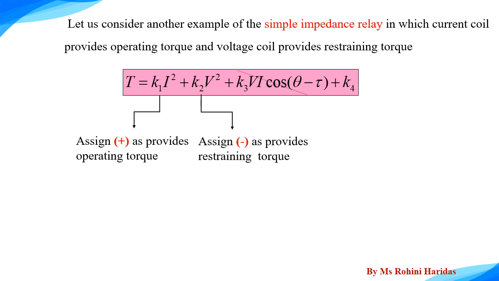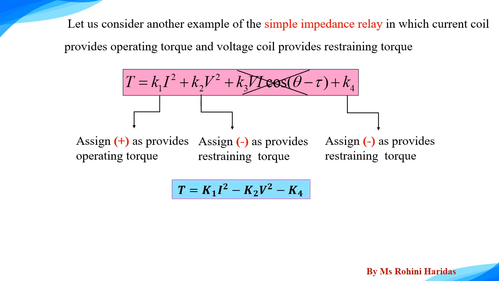Here the directional element is absent and therefore the K3VI cos theta minus tau term will be equal to 0. Also K4 provides the restraining torque, so you assign the negative sign. Thus the torque equation becomes T is equal to K1I square minus K2V square minus K4.